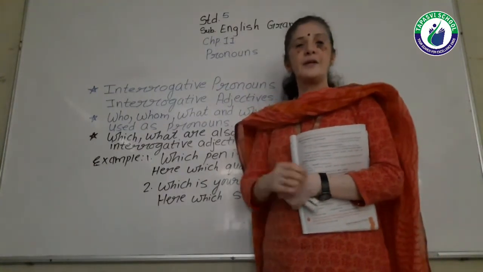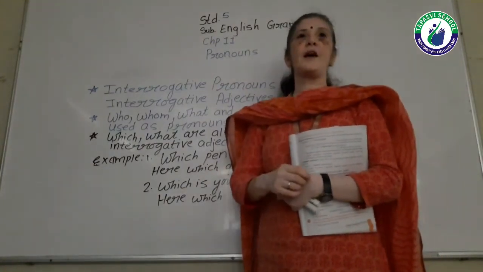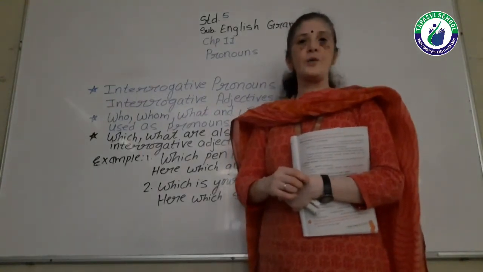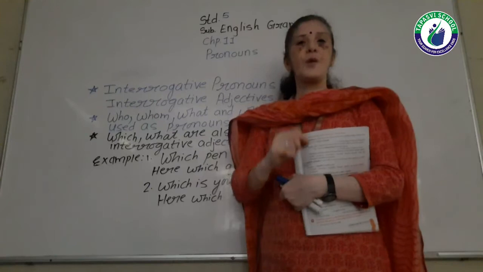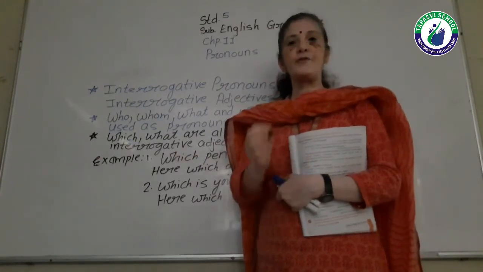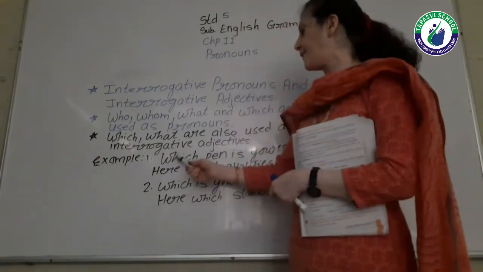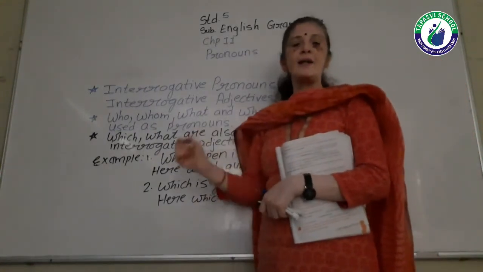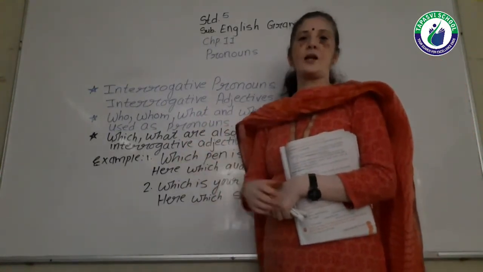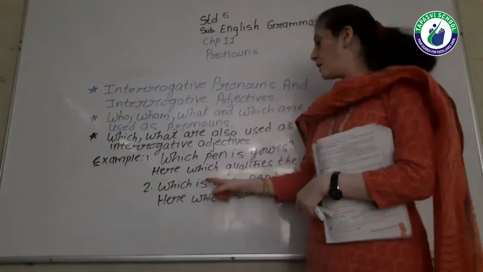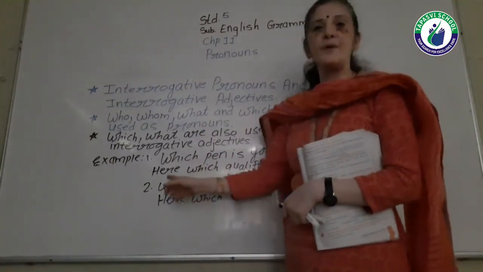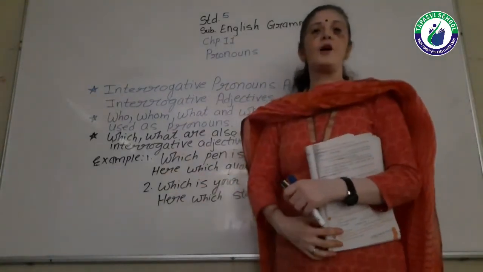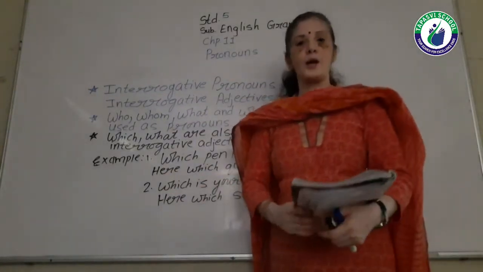And the other way to find out whether the word is used as a pronoun or adjective is very simple. If the question word is written before the noun, then it is said to be an adjective. And when the question word is written before the verb, see, here is the verb, then it is called a pronoun.